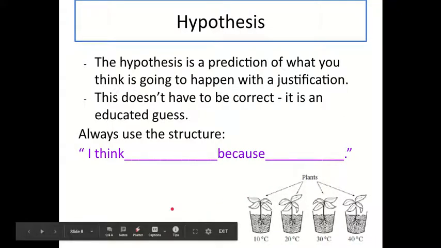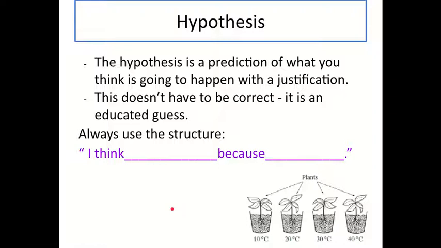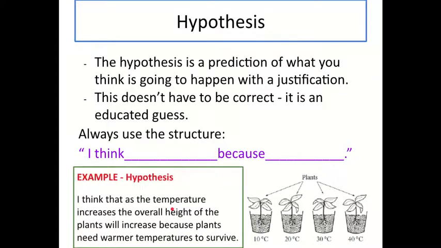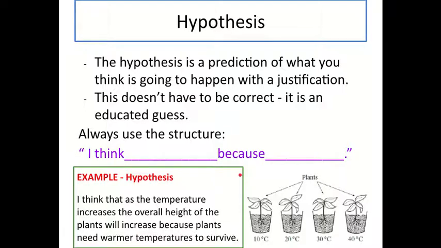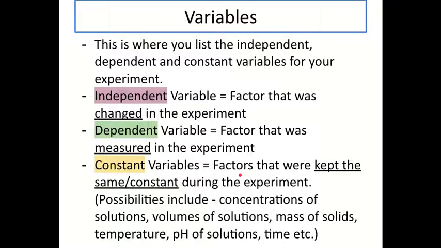Another tip is that your hypothesis needs to be related to your aim. So again, try and mention your independent and dependent variables here. So an example for our experiment would be, I think that as the temperature increases, the overall height of the plants will increase because plants need warmer temperatures to survive. So in that, I mentioned what I thought was going to happen in the experiment. I mentioned both my independent and my dependent variables, and I also mentioned my reason, my justification for why I thought that would happen. So next we're going to move on and look at variables.